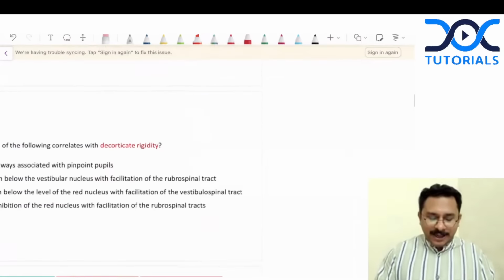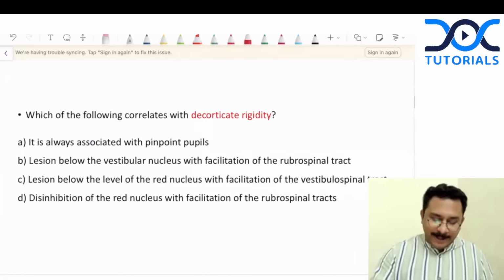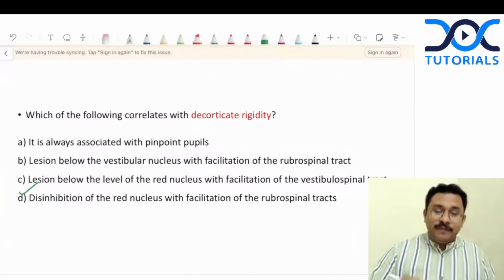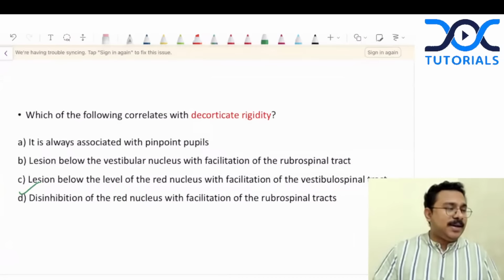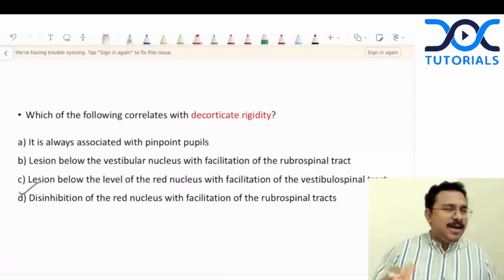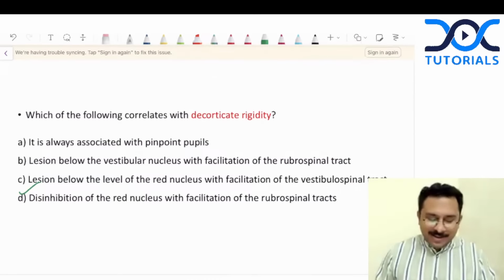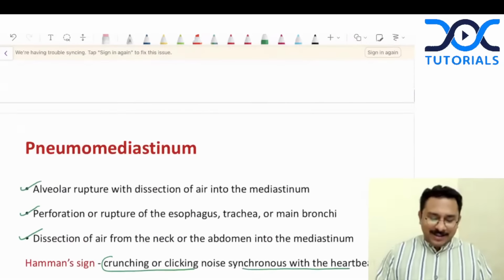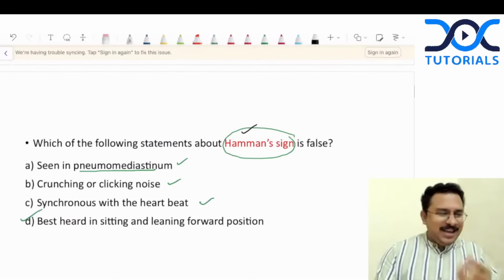Now, if I tell you option number D, disinhibition of the red nucleus with facilitation of the rubrospinal tract, correct or not? Correct. Okay, correct. So the answer is option D. Option D.